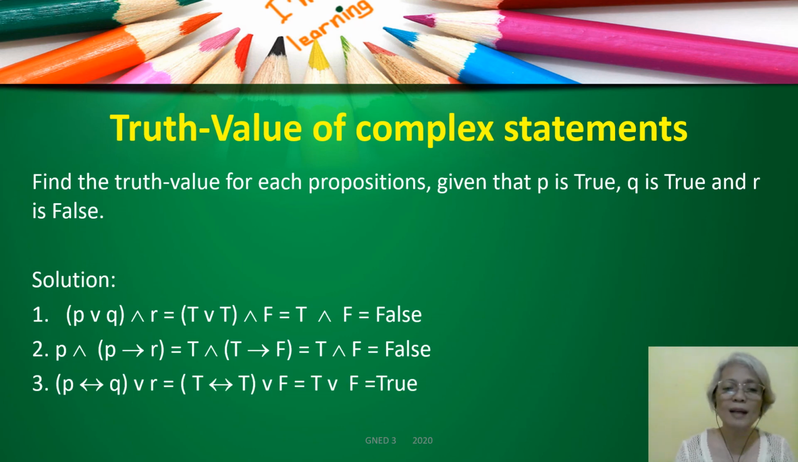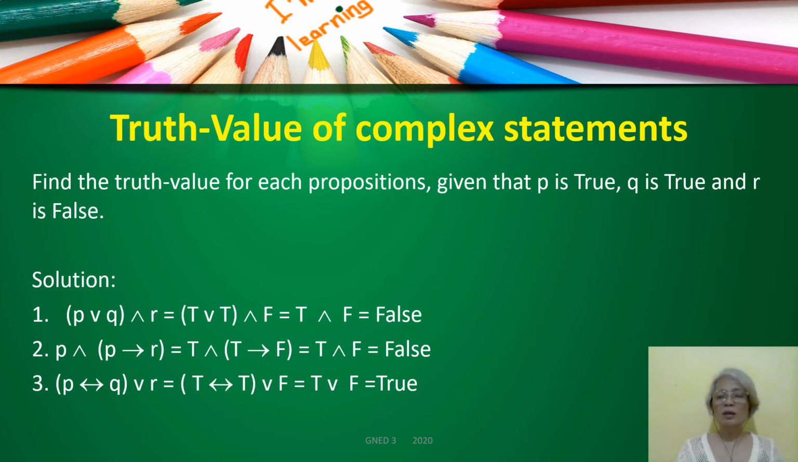And then for the last one, we have P if and only if Q or R. So, ano na nga yung sa disjunction? Pag may isang true, true na siya. Yung R natin, false. So, dapat ma-determine natin yung P if and only if Q. P is true, Q is true. Therefore, they have the same truth value and therefore, the biconditional is true. Since one of the disjuncts is true, the disjunction is true. Okay?